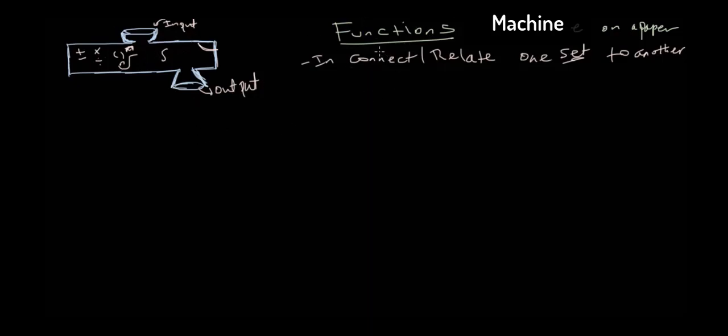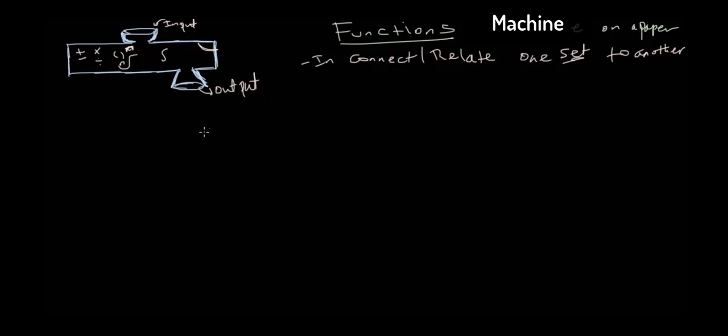Every machine has a purpose, and so does a function. Every function has a purpose. In this case, it is restricted to a very specific amount of inputs. That's what makes it a special relation. So let's see this with an example.